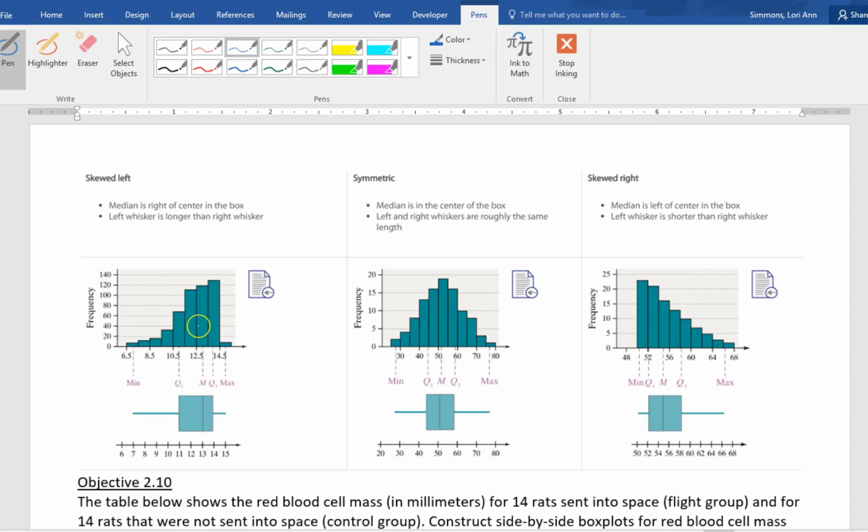So we've seen distributions for histograms. This is skewed left, symmetric or bell-shaped, and then skewed right. We can have box plots that correspond. So if it's skewed left, the left whisker will be longer, and the median is right of center in the box. If it's symmetric, the whiskers are about even, and the median is in the middle of the box. And if it's skewed right, the left whisker is shorter than the right. So we have a long right whisker, and the median is left of the center of the box.